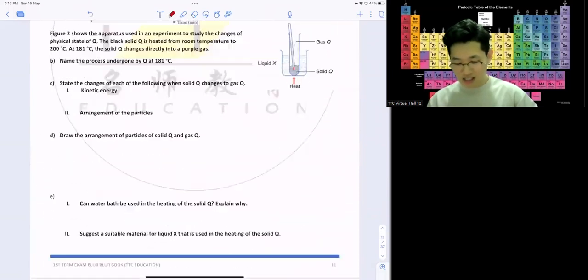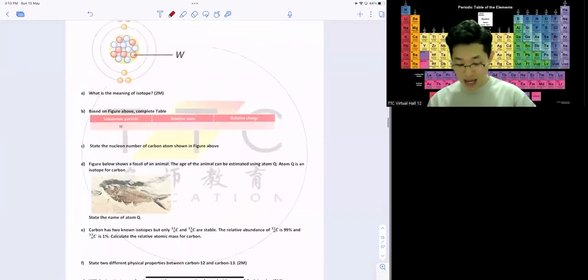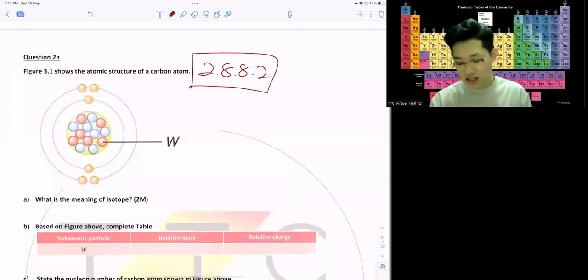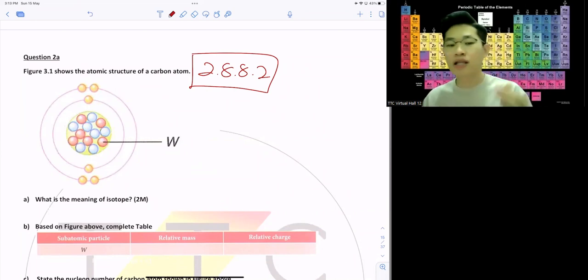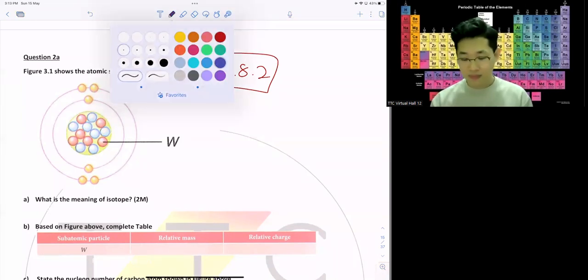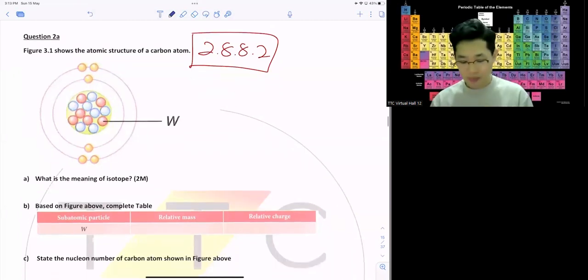Let's try some questions. The questions are in page 15. If the electron is 20, it is 2, 8, 8, 2. 20 is the maximum they can ask you already. They can't ask you more than 20, because after 20, some of the shells can fit up to 18 electrons. You will learn that when you further study in your foundation or pre-U next time. And now maximum is 2 and 8 only.